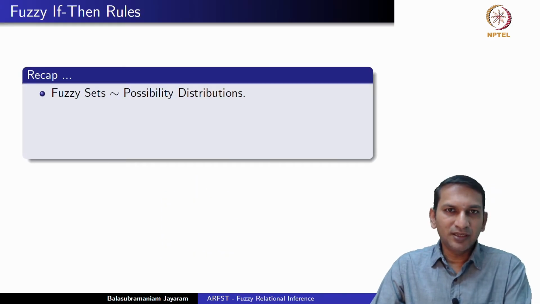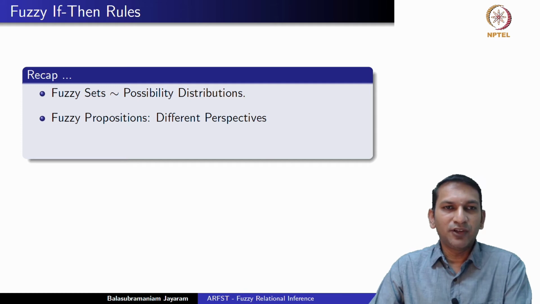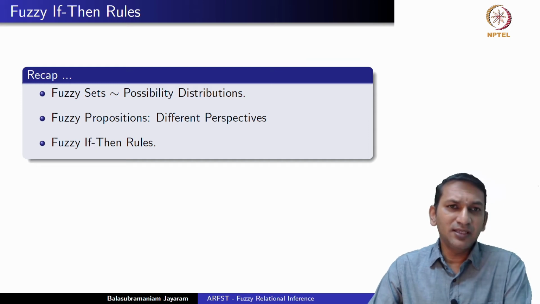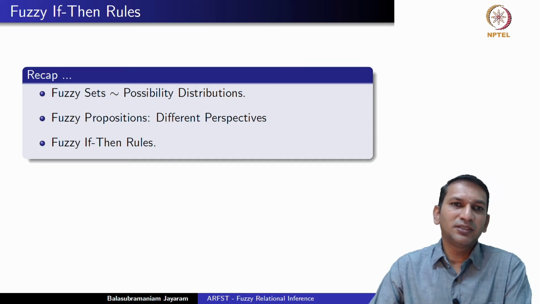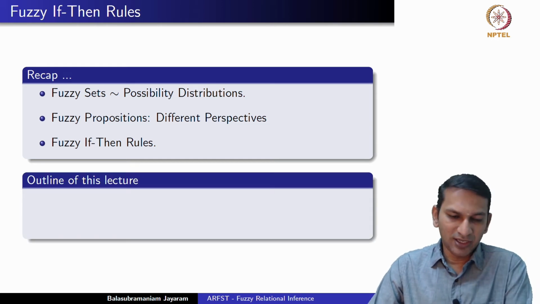Leading up to this, in the last two lectures, we have looked at a new perspective of fuzzy sets. We have looked at different interpretations of fuzzy propositions themselves, and using these we have moved ahead to discussing fuzzy if-then rules. As was already mentioned, these are the basic building blocks that will go into one particular important component of a fuzzy inference system. What are they? That is what we will discuss in this lecture.